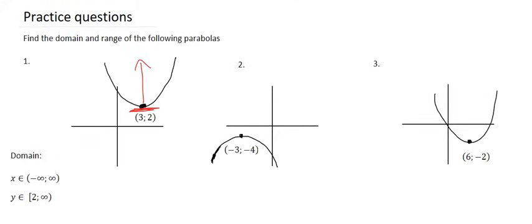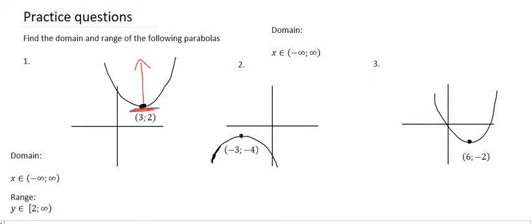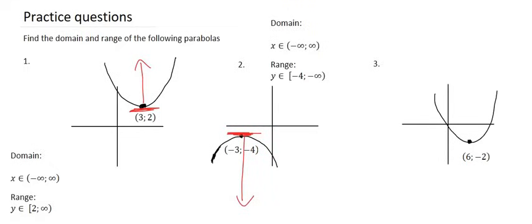With number 2, we can see that the domain is always going to be from -infinity to positive infinity. With the range, we can see that the highest value that this graph would ever have is -4, and the lowest it would be able to go down to is -infinity. So the range will be displayed as follows. Notice that the -4 is included, but infinity is never included.